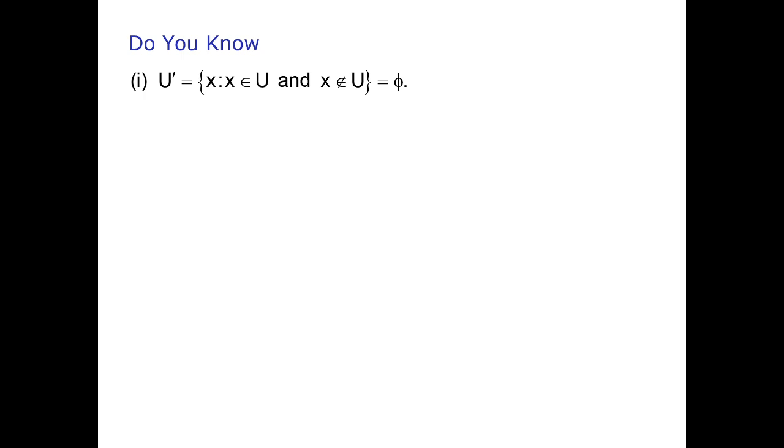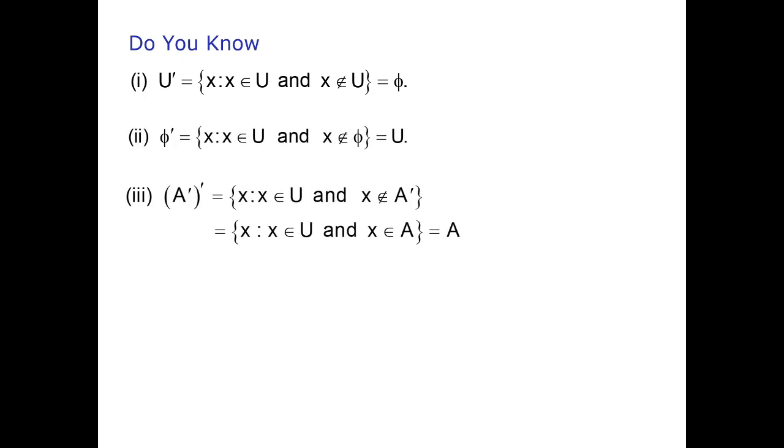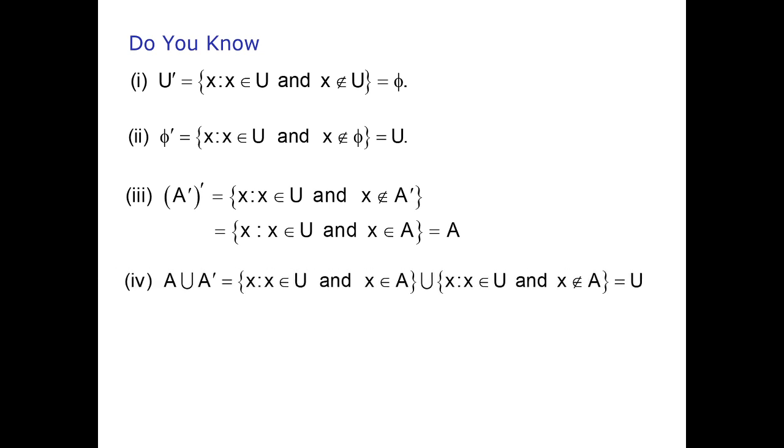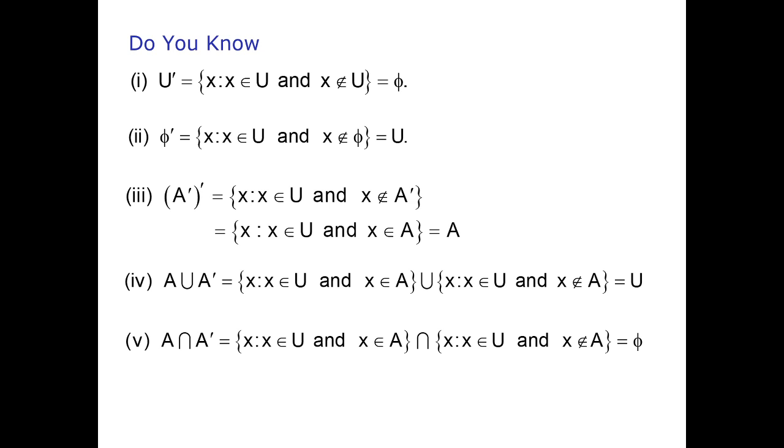Now, do you know some facts? Complement of universal set is empty set. Complement of empty set is universal set, and the complement of complement is the set itself. And A union A complement is the universal set. A intersection A complement is the empty set.